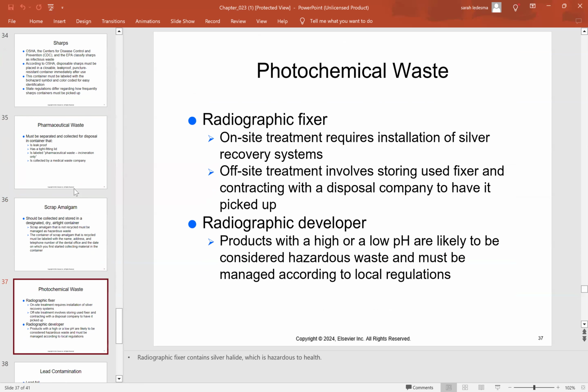Photochemical waste. So our fixer has on-site treatment, which requires installation of silver recovery systems. Off-site treatment involves storing the used fixer and contracting with a disposal company, and they'll come and pick it up. And then our developer products with a high or low pH are likely to be considered hazardous waste and should be managed according to your local regulations.